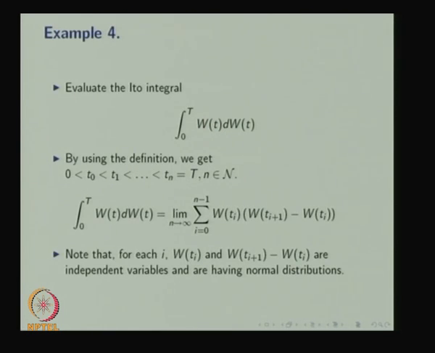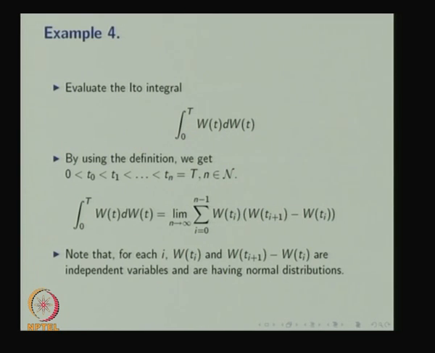We are moving into the next example. Evaluate the Ito integral, the integral from 0 to T of W_t dW_t. That means the integrand is W_t, with integration with respect to W_t.